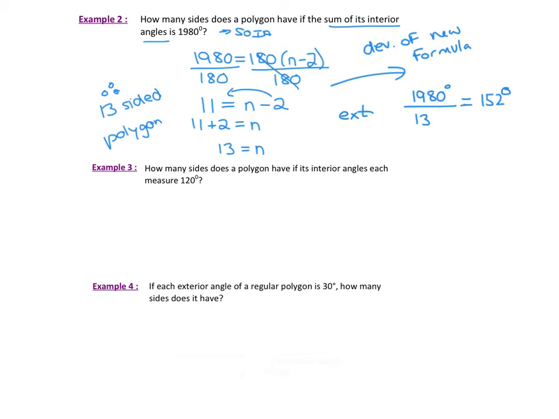So how many sides does a polygon have if the interior angles of each measure 120 degrees? Okay, so they're saying the interior angles of each measure 120 degrees. Okay, so what we're saying is if we have a polygon, I'm just going to draw an open end, each of these is 120 degrees, okay?